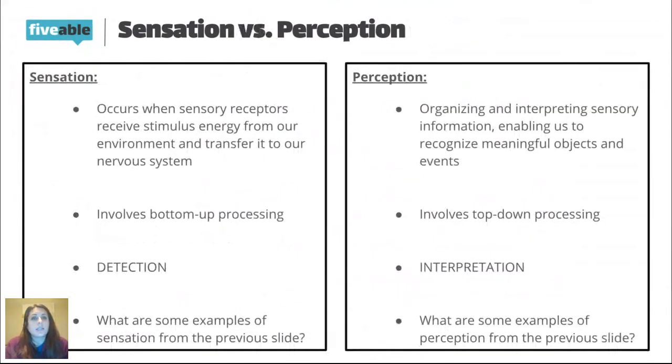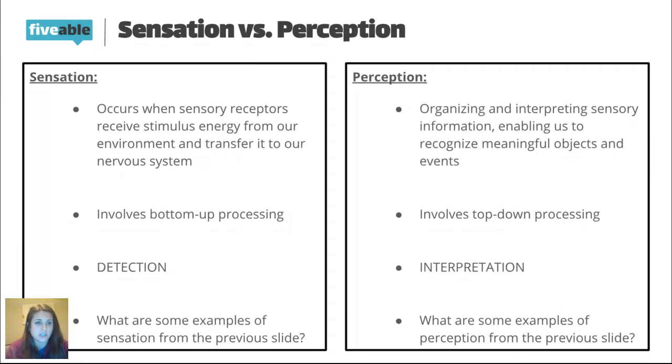We're just going to talk a little bit about the difference between sensation and perception as our quick review for the S&P unit. So remember, sensation is like the starting point. It's our receptors. My nose right now is taking in the stimulus energy from my environment, and then it's converting it into a message to send to my brain. I'm detecting the smell, but I haven't processed it or put anything together yet.